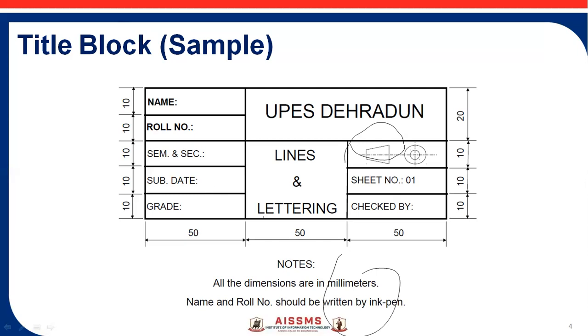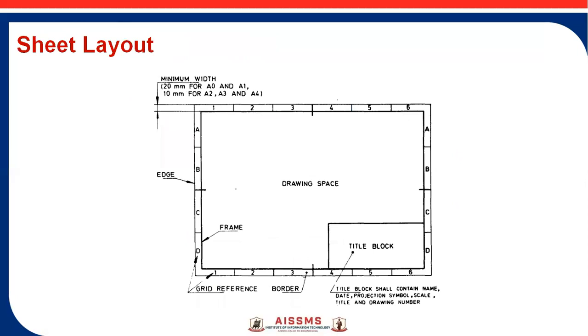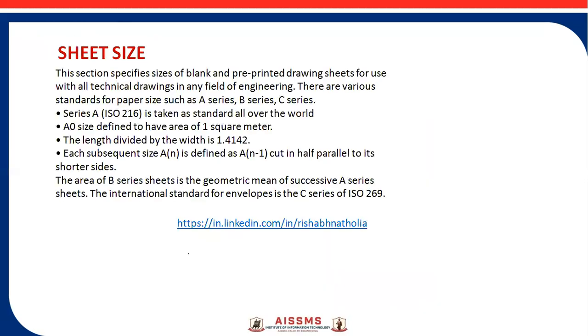This is available in some cases already printed, and sometimes you need to draw it. In the right bottom block on the sheet, we need to draw the title block. Every time we are going to record the dimensions in mm, so all the measured values are in mm. The sheet layout, you can say simply, is the drawing space, the edges, and the title block, and different types of sheets are available.